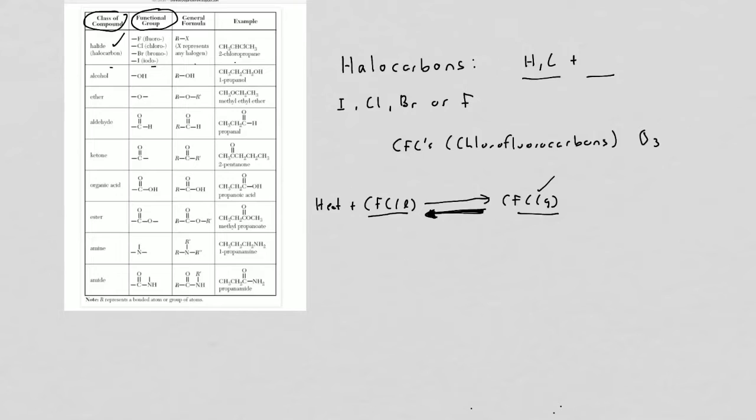Now, how do we name halocarbons? Well, let's look at the example, and that's going to really guide us when we're using this table. There's a 2 here, and then you see the chloro, and then you see the propane. So I'm going to start with the tree trunk again. The propane is the tree trunk. So I'm going to draw 3 carbons, 1, 2, 3, because that is the prefix.